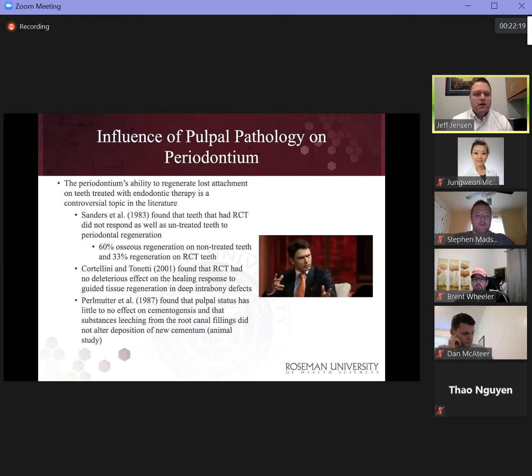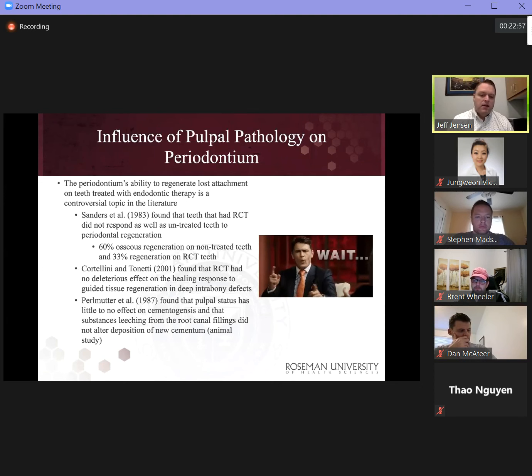So again, in this 1983 study by Sanders, they found that teeth that had been treated with a root canal did not respond as well as untreated teeth to regeneration. So on a non-treated tooth, a healthy pulpal tooth, they had more osseous regeneration than on treated teeth. However, in this 2001 study, they found that there was no effect of treatment on a root canal treated tooth versus a healthy tooth.